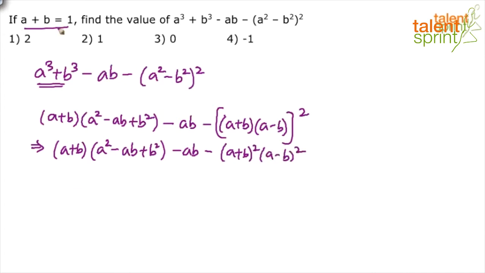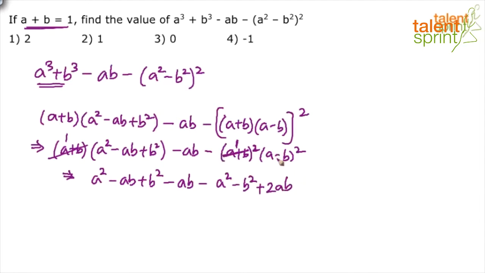Now we already know that a plus b equals 1, so just substitute 1 here. A plus b is equal to 1, this also a plus b equals 1. So what are we left with? 1 into (a squared minus ab plus b squared) minus ab. And now look at this, (a plus b) whole square has become 1 square, which is 1, right? 1 into (a minus b) whole square. So what is (a minus b) whole square?